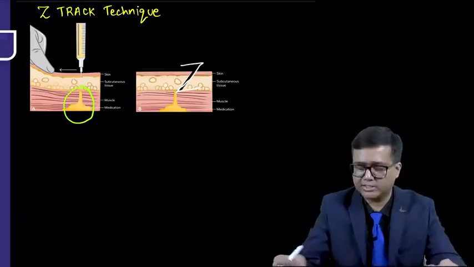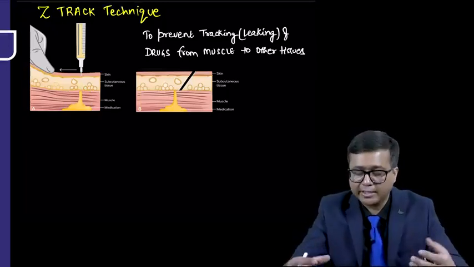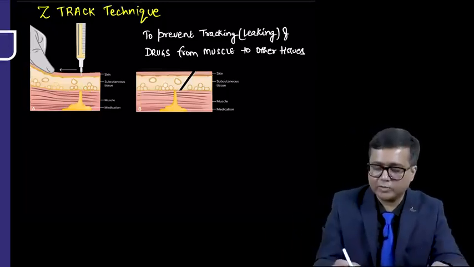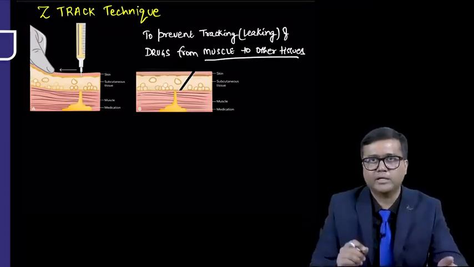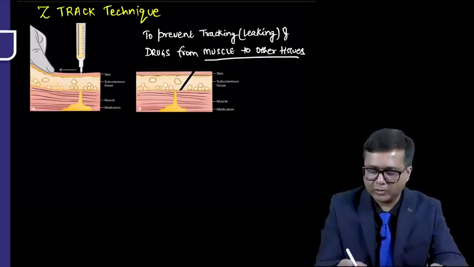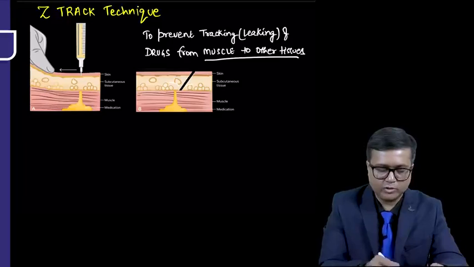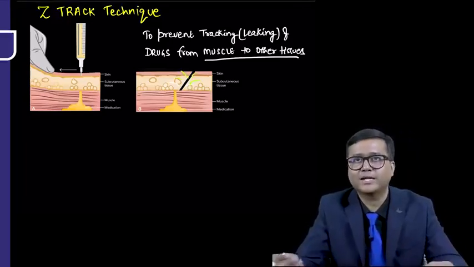So what is the advantage of this Z-track technique? It basically prevents the leaking of the drug from the muscle into other tissue, because had it been a perpendicular track, the medication would have oozed out. But because of this Z-track, the medication will not ooze out into the surrounding tissues. So this is known as the Z-track technique.